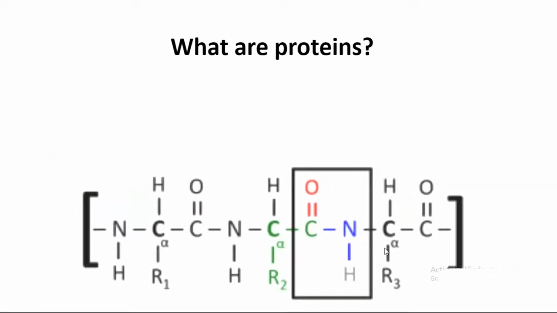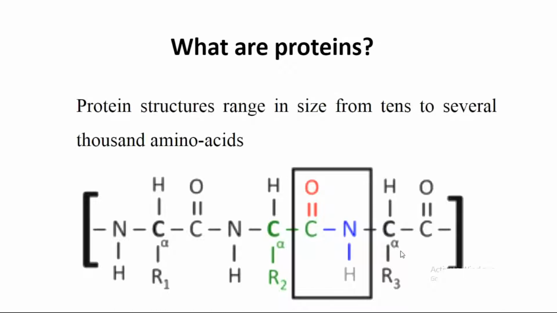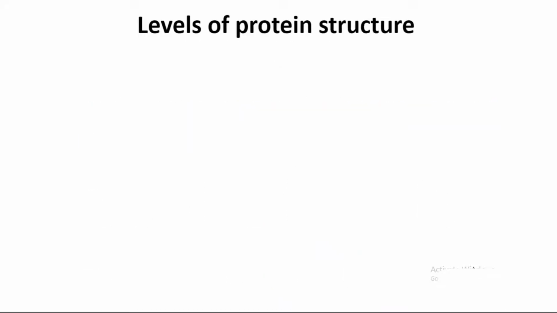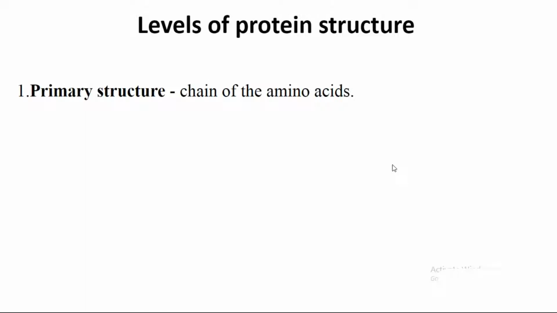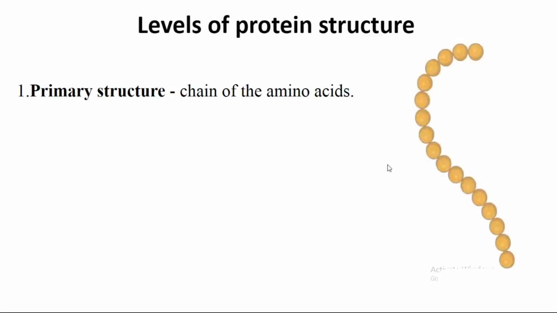This way, the same pattern is repeated regularly, and long sequences of amino acids are formed, and a protein can have these amino acids ranging in number from tens to several thousands. Now we will come to our main part, which is the levels of protein structure. Okay, so the first and simplest one is the primary structure, which is simply the long chain of amino acids.